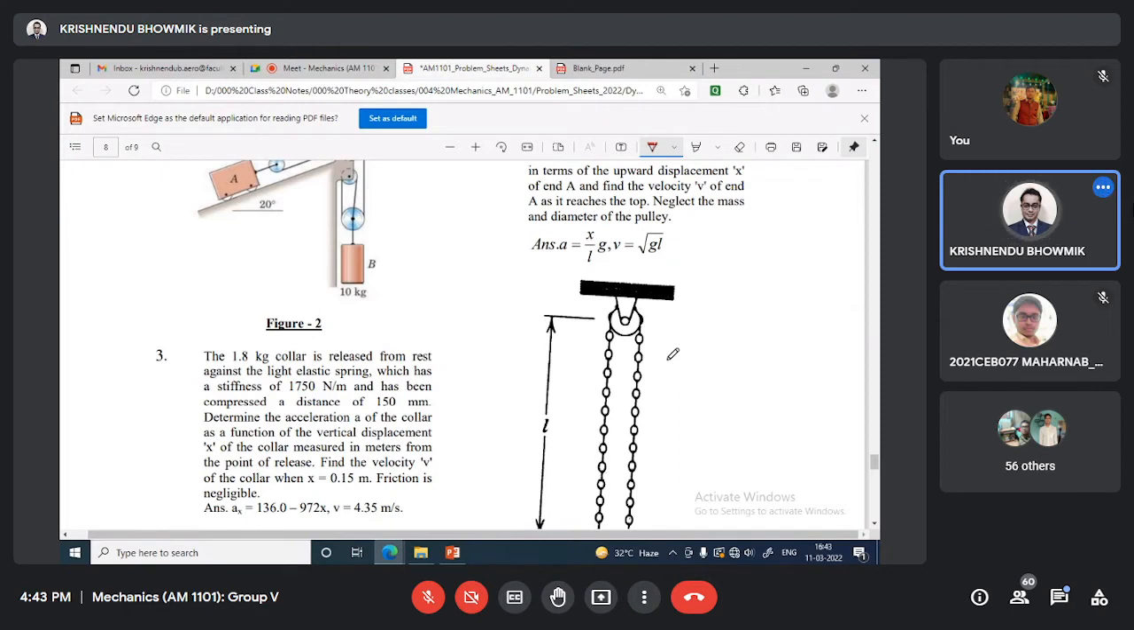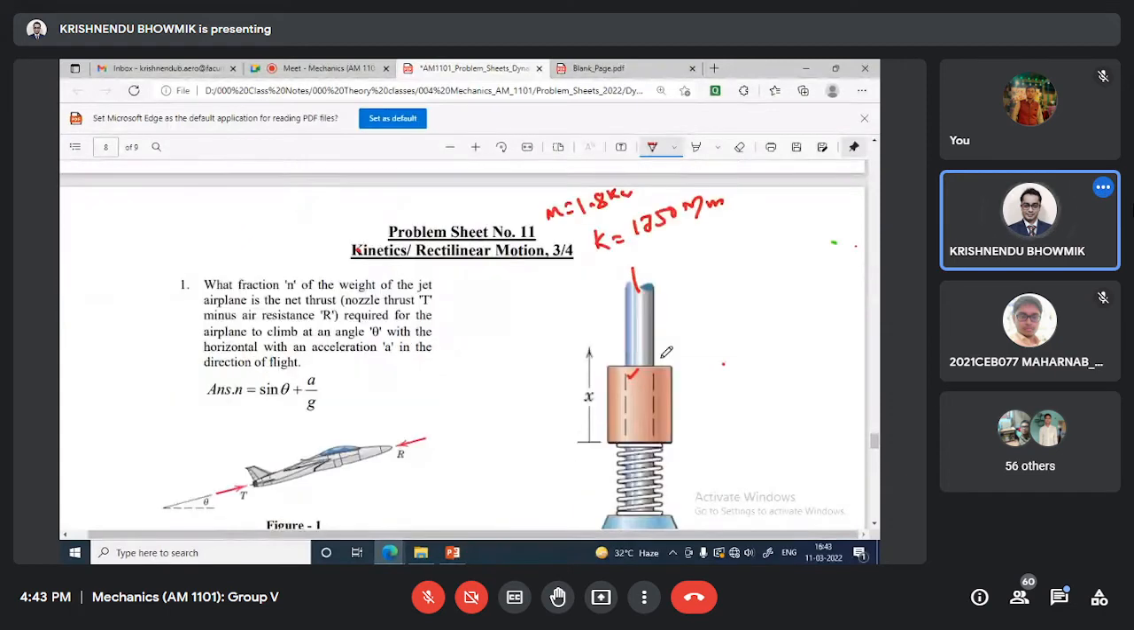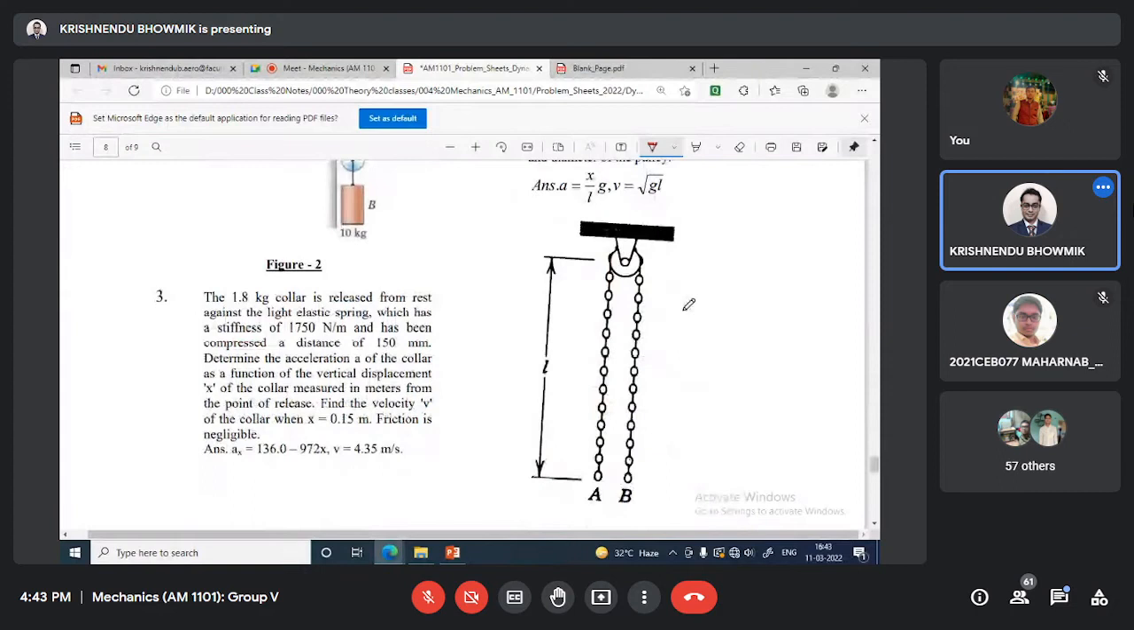Determine the acceleration A of the collar as a function of the vertical displacement x. So vertical displacement is x. This is the x, as a function of vertical displacement x of the collar measured in meters from the point of release. Find the velocity v of the collar when x equal to 0.15 meter, same 150 mm. Friction is negligible.